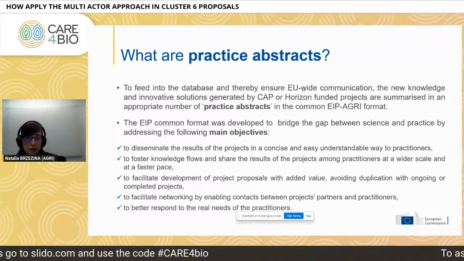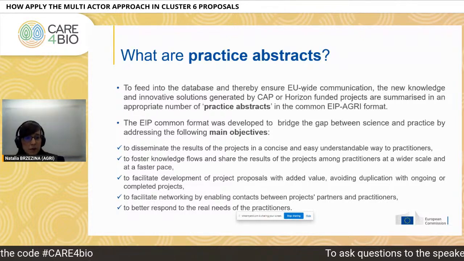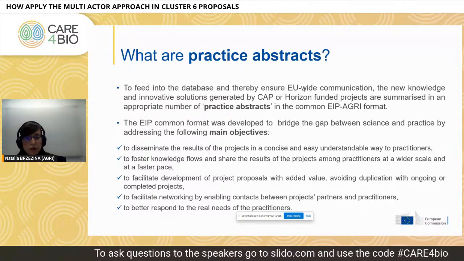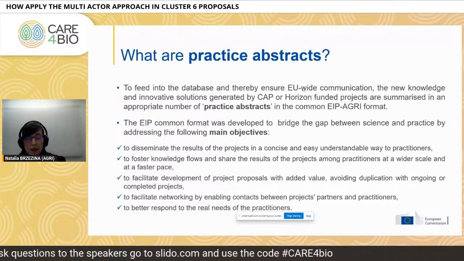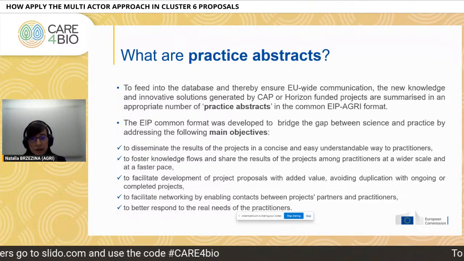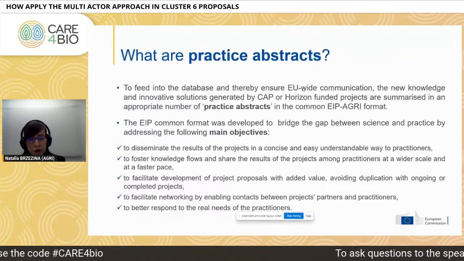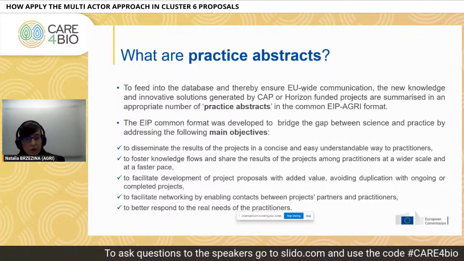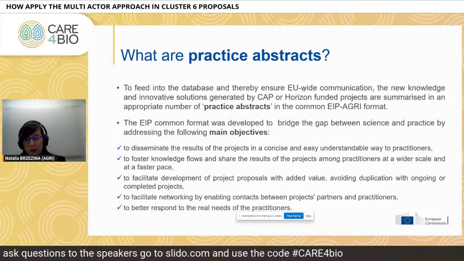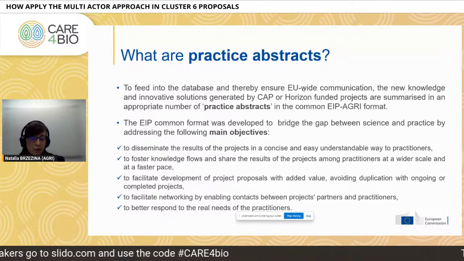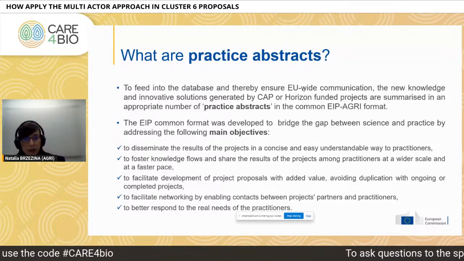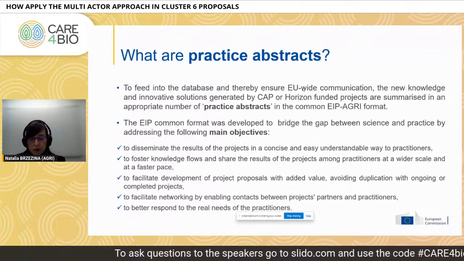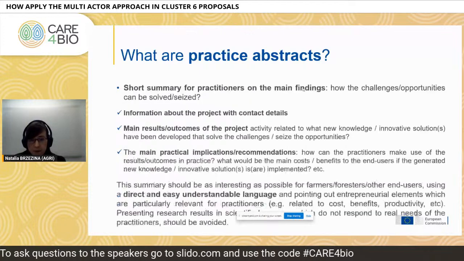The knowledge and innovation projects should be summarized in a number of practice abstracts in the common EIP Agri format, bridging the gap between science and practice, and address the following main objectives: to disseminate the results of the project in a concise and easily understandable way to practitioners, to foster knowledge flows and share the results of the projects among the practitioners, to facilitate the development of project proposals with added value, so avoiding also the duplication of ongoing and completed projects, and to facilitate networking by enabling contacts between the project partners and practitioners, and to better respond to the real needs of the practitioners.